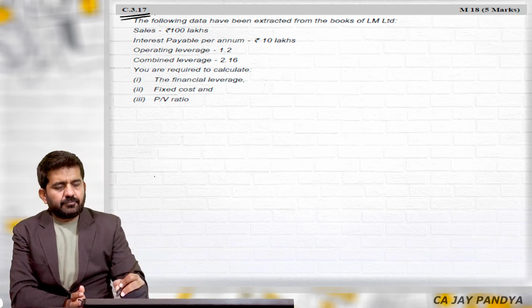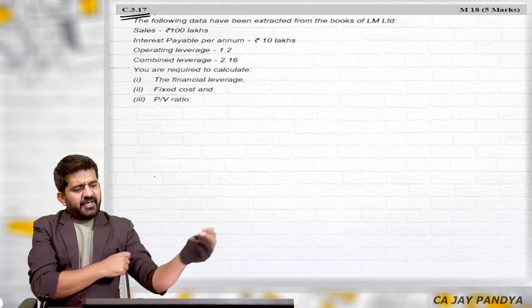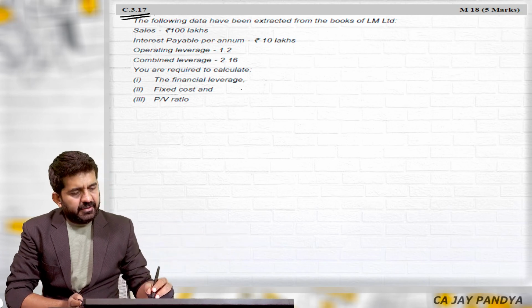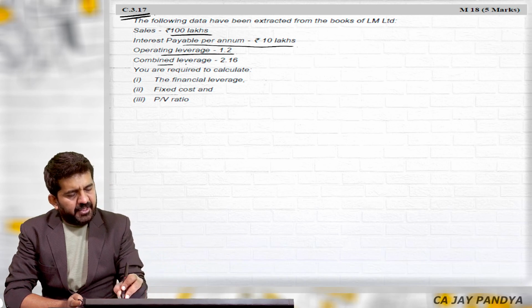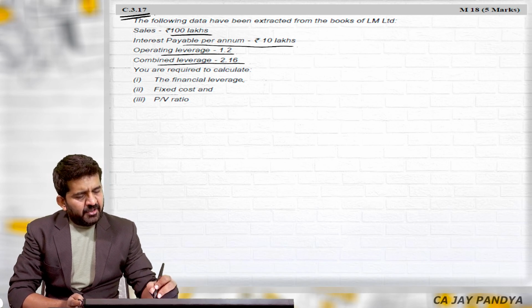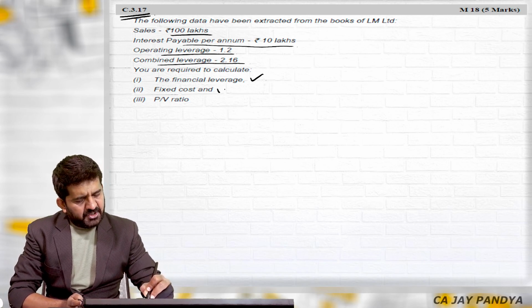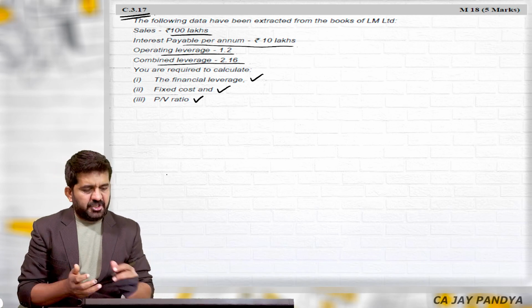3.17. The following data have been extracted from the books of LM Limited. Sales 100 lakhs, interest payable per annum 10 lakhs, operating leverage 1.2 and combined leverage is 2.16. You are required to calculate financial leverage, fixed cost and PV ratio. PV ratio is contribution margin ratio.